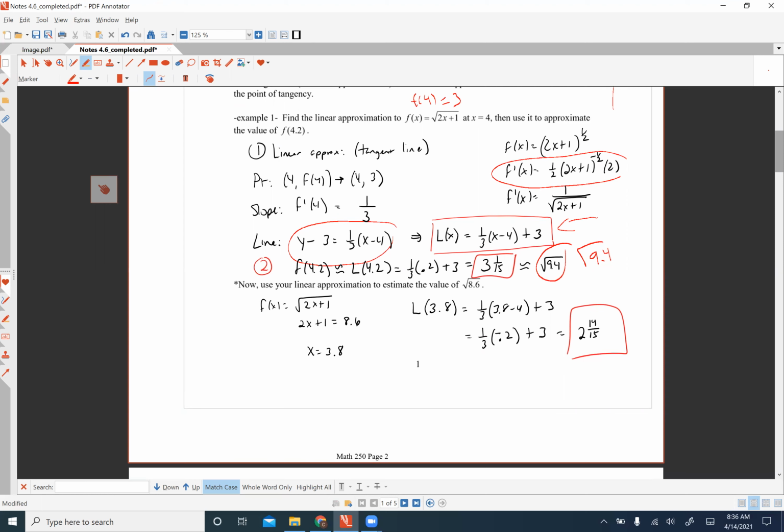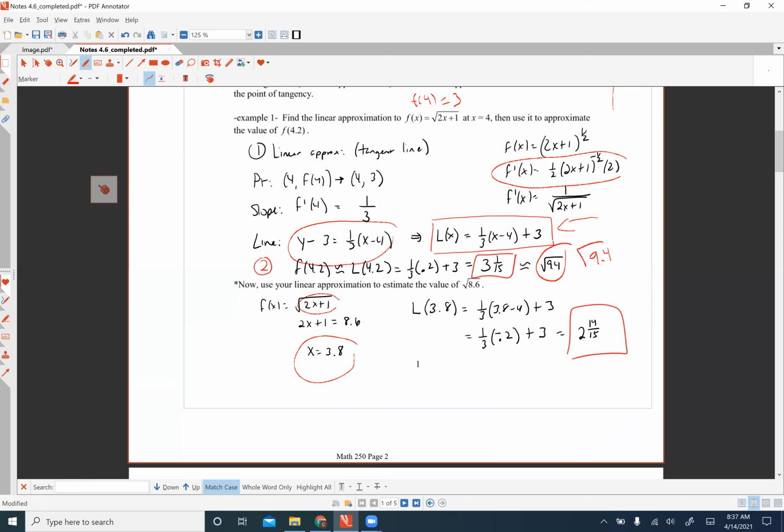What value of x do we have to plug into 2x plus 1 to take the square root of 8.6? So you solve 2x plus 1 equals 8.6, and we plug in x equals 3.8. Now we're going 0.2 units to the left, about 5% to the left. I think a 5% difference is really high. Usually when you do these approximations, it's more like 1%, something super small.